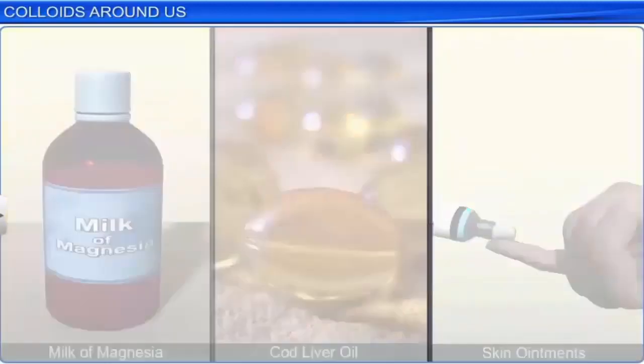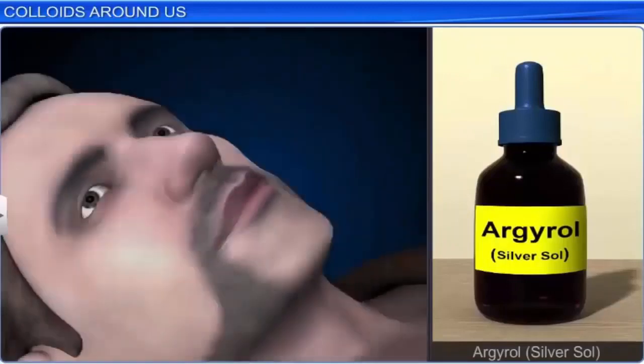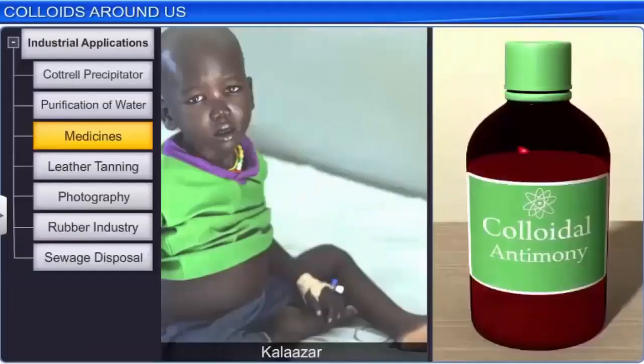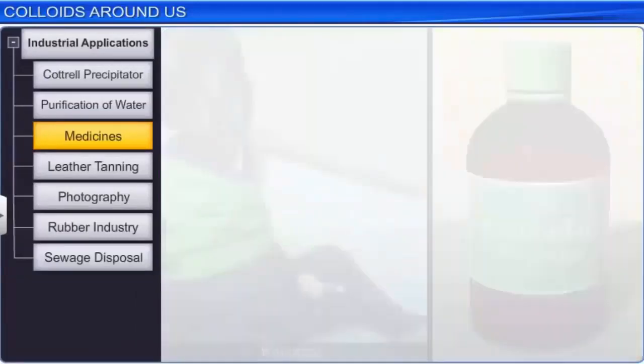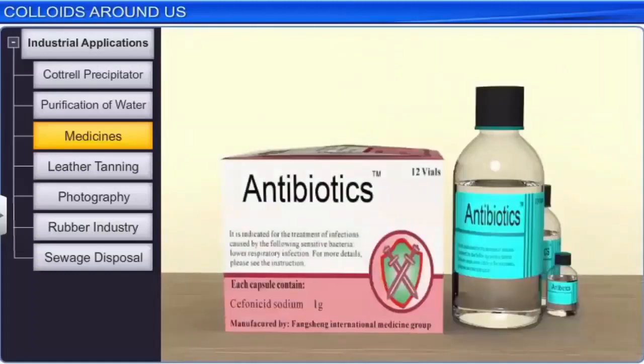Some important substances that are commonly used as medicines are argyrol, a silver metal sol used as an eye lotion, colloidal antimony used for curing Kala-azar, and colloidal gold used for intramuscular injections. It is important to note that antibiotics are usually injected into the body in colloidal form.